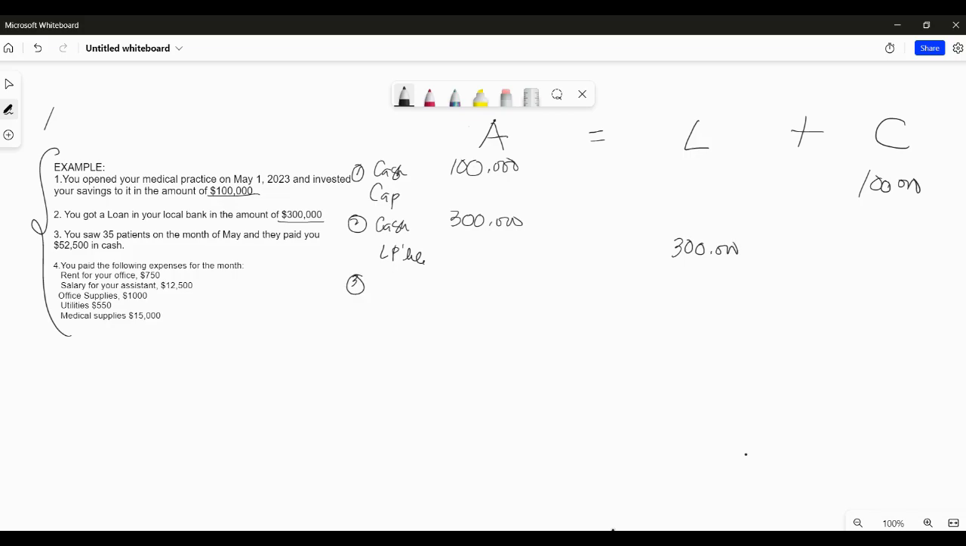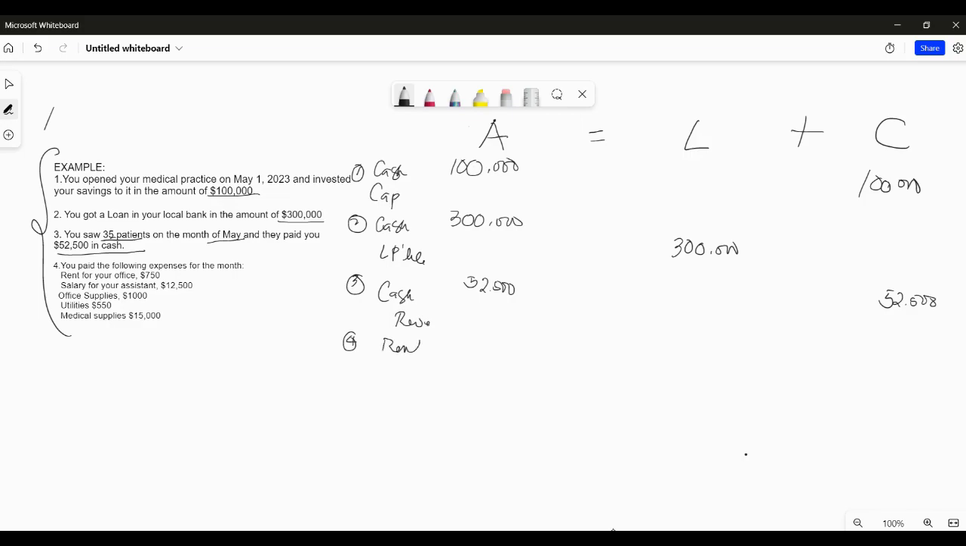The next transaction is you saw 35 patients in the month of May and they paid you 52,500 cash. So let's record: debit cash of 52,500 and credit revenue. Revenue is under the capital account, 52,500.